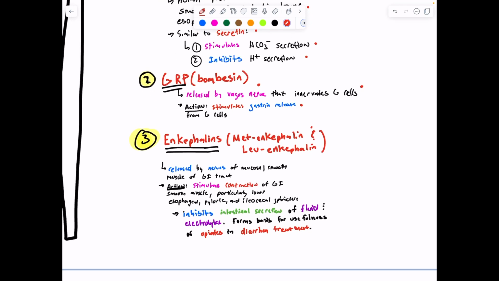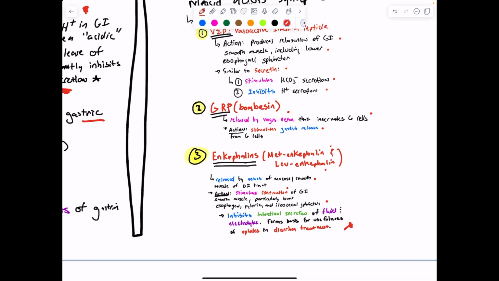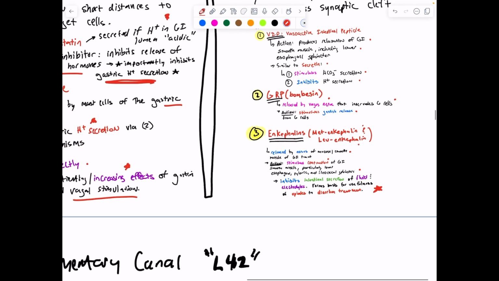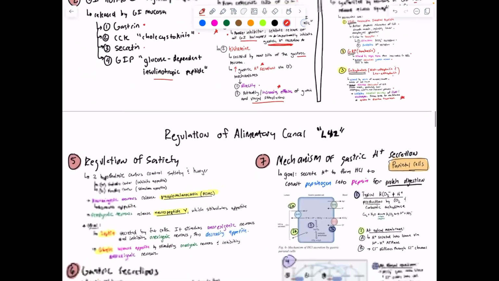And then you have the enkephalins, such as met-enkephalin and leu-enkephalin. They're released by the nerves of the mucosa and smooth muscle of the GI tract. It's going to stimulate contraction of the GI smooth muscle, particularly in the lower esophageal, pyloric, and ileocecal sphincters. It inhibits intestinal secretion of fluid and electrolytes and forms the basis of the usefulness of opiates in diarrhea treatment. So similar to opioids in structure, and it will inhibit intestinal secretion of fluid, which is what happens in diarrhea.